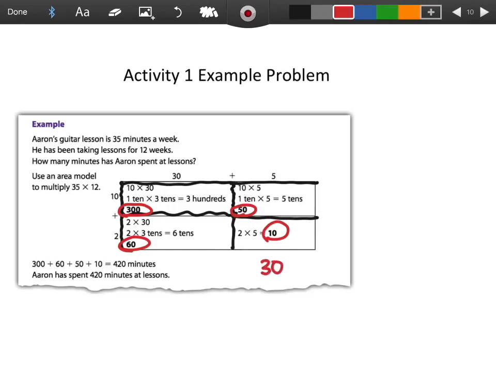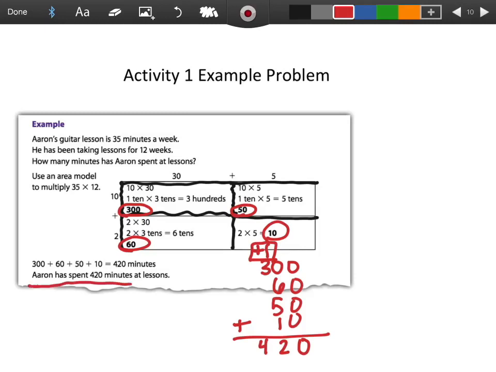So 300 plus 60 plus 50 plus 10. Well, 0 plus 0 plus 0 plus 0 ones is 0 ones. 6 tens plus 5 tens is 11 tens, plus one more is 12 tens. I'm going to keep my 2 tens and regroup a 100. And then 3 plus 1 is 4, so 400. So Aaron has spent 420 minutes at lessons.